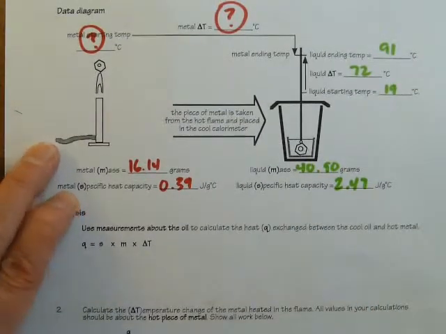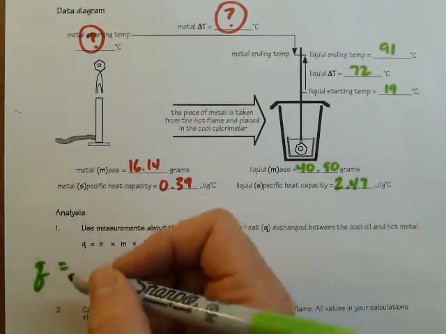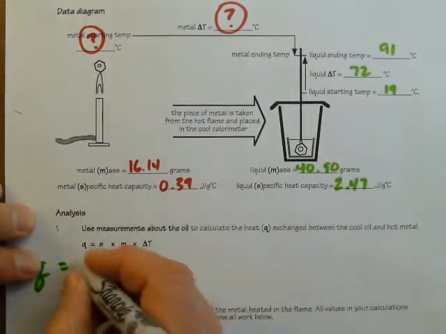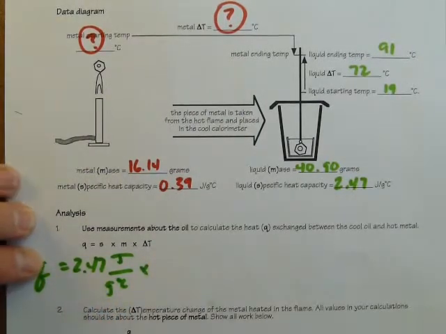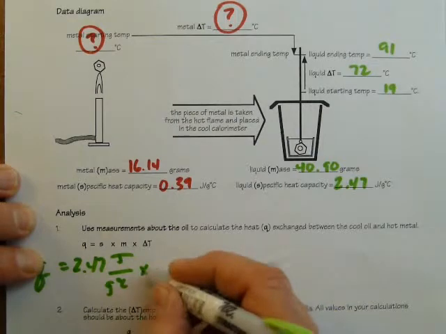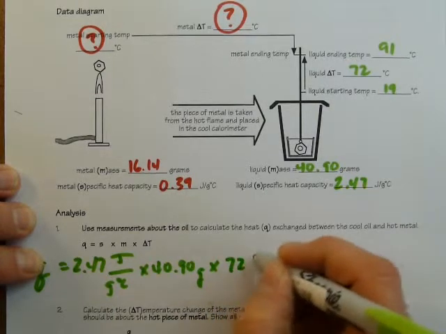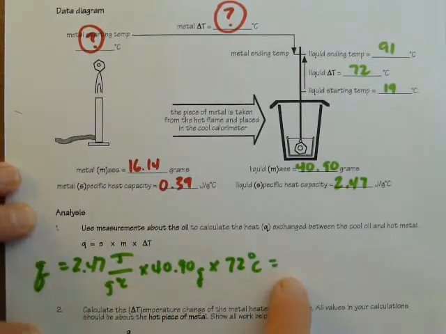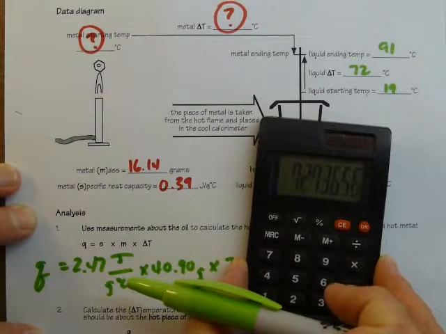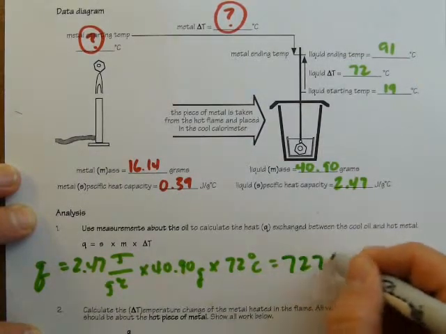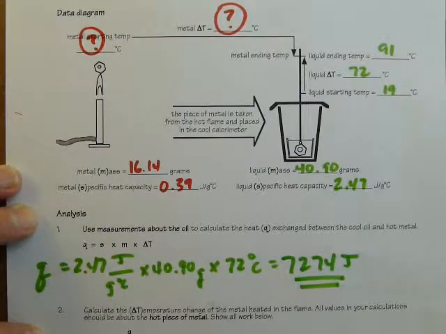Okay, so the first calculation is about the oil. We'll start by calculating the quantity of heat that was exchanged. First, we need to know the specific heat capacity, 2.47 joules per gram degree Celsius. And we need to know the mass, 40.90 grams. And we need to know the temperature change, 72 degrees Celsius. When you multiply these together, I got a number that I'm going to round to the nearest whole number, 7274 joules. That's the amount of energy that was exchanged between the hot metal and the cool oil.